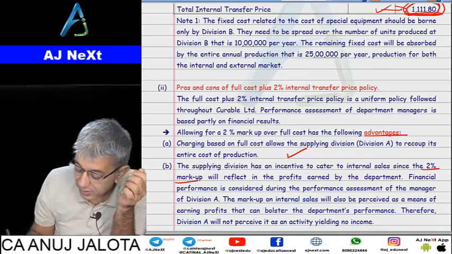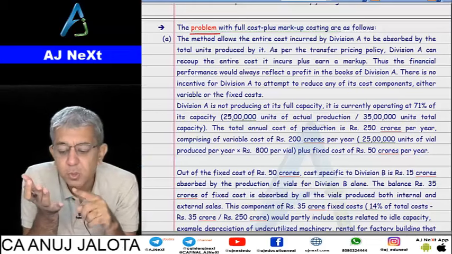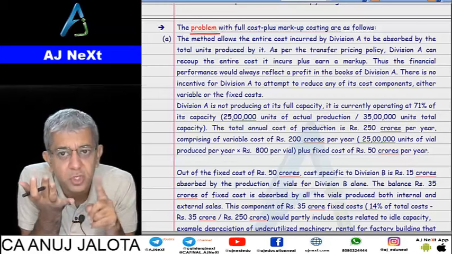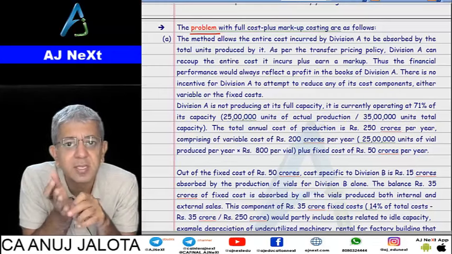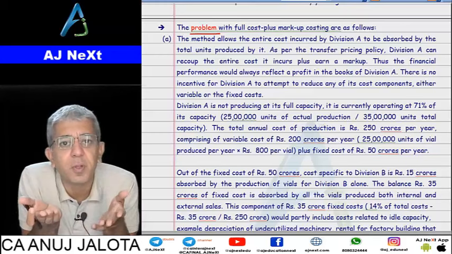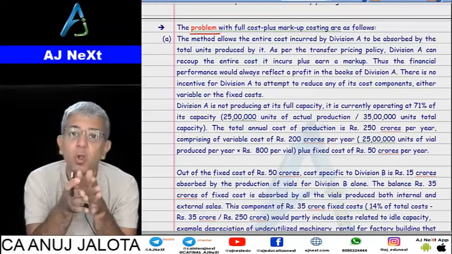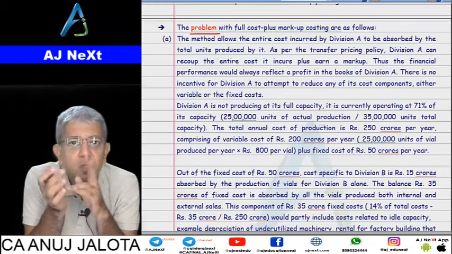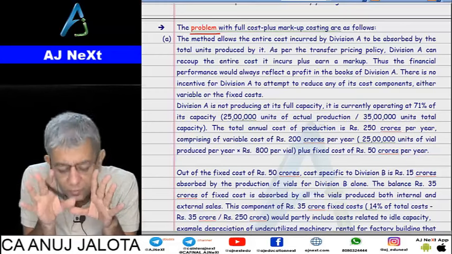These were the advantages, but the disadvantages are all there for the other division. So division B is bearing the brunt of the first division not using the entire capacity. Apart from that, in this case, division A will never ever be cost conscious. It is being evaluated based upon profits. It will always get a profit of 2% whether it controls the cost or not. So these two are big problems that you should always remember in case of total cost.